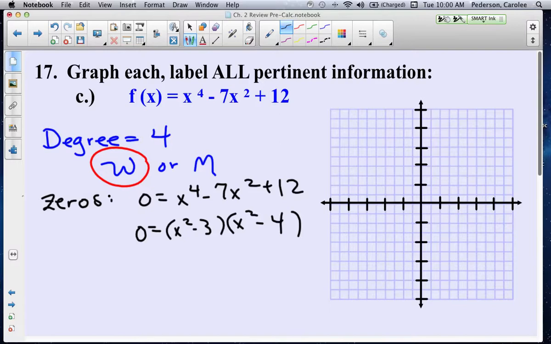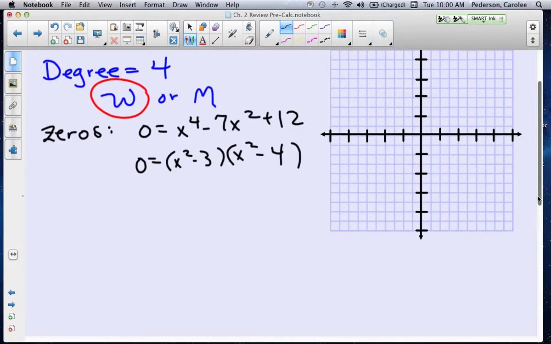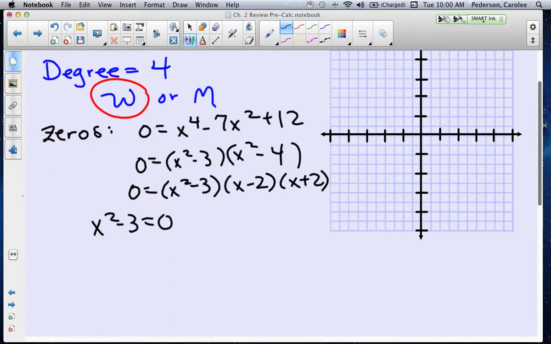And then I could continue factoring the x squared minus 4 as the difference of squares, x minus 2, x plus 2. The x squared minus 3 is not nice to factor. So now we would use the zero product property and solve those for x. So I would add 3, and then I would square root, and I get plus or minus the square root of 3. With your calculator, what is the square root of 3 approximately? 1.7.